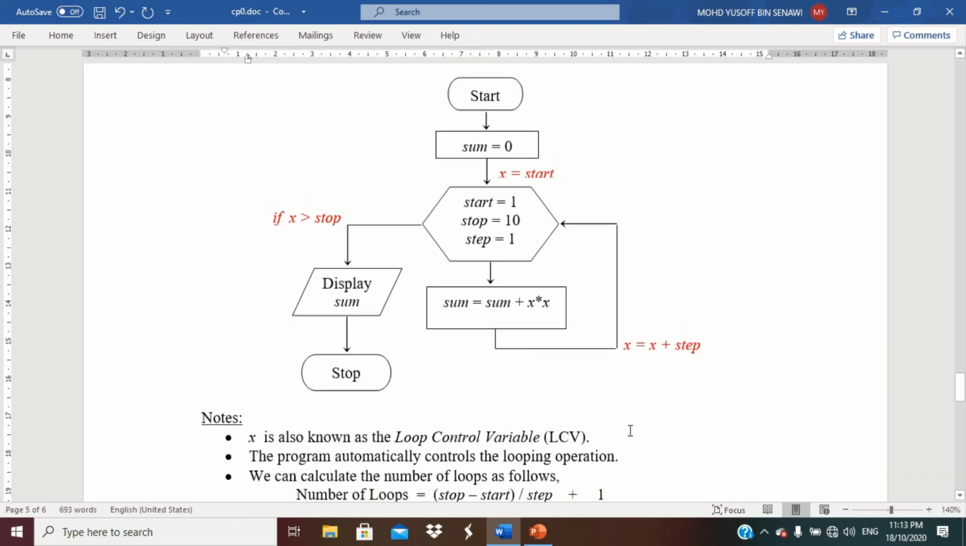In this case, x is also known as the LCV, loop control variable. The number of loops is given by this equation: stop minus start, divided by step, plus 1. So in this case, it's going to be 10 minus 1 over 1 plus 1 is 10. So this is going to be 10 loops.